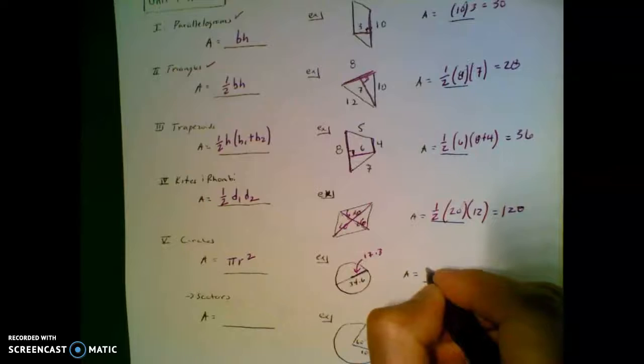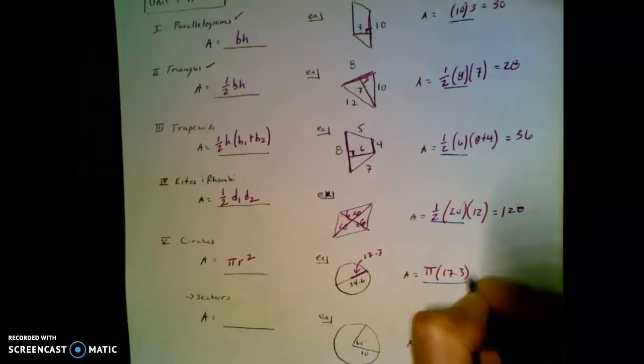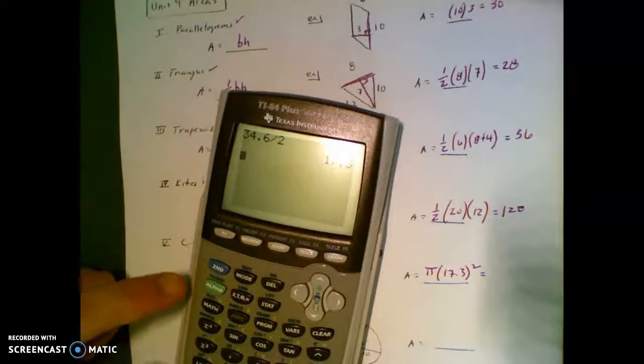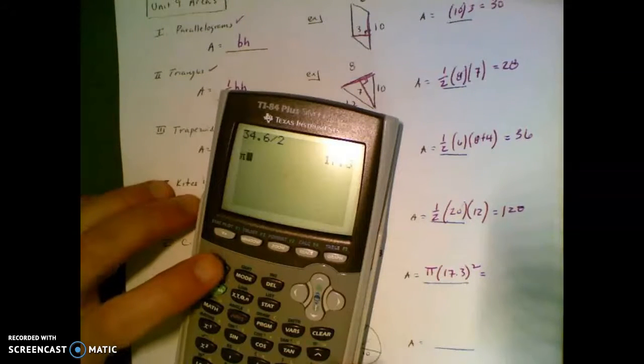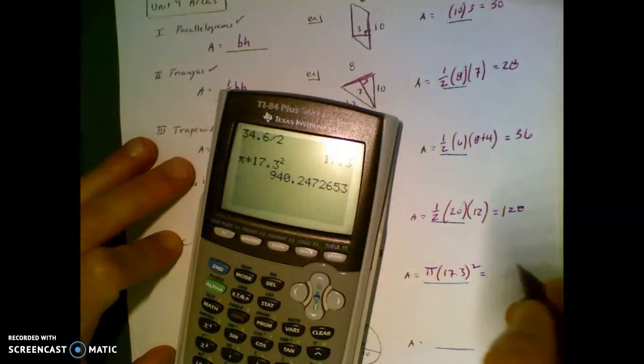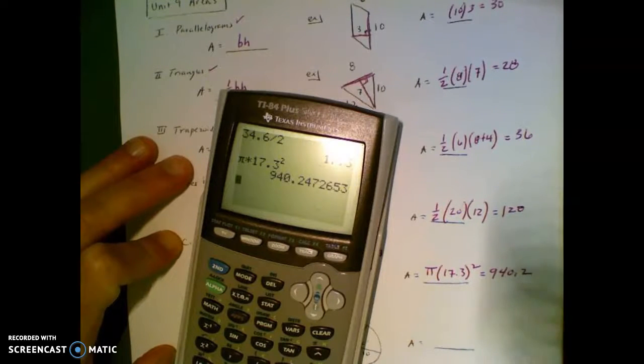So now when I use the formula, it's going to be pi r squared or pi 17.3 squared. So after that, I would just go straight to the calculator. So I'll do pi times 17.3 squared. And I punch it in like that. If I just round the number, I get 940.2 square units.